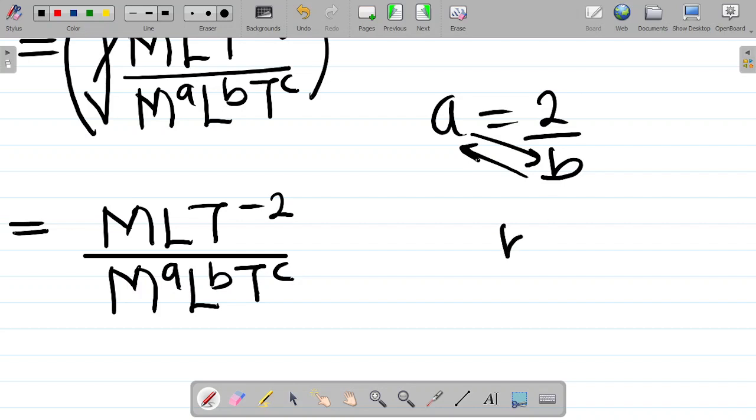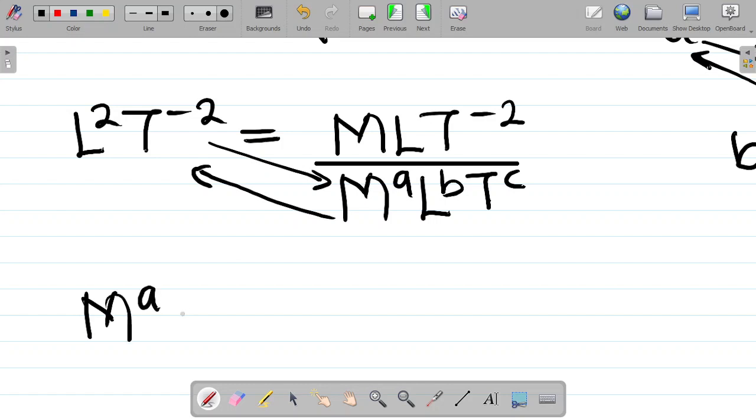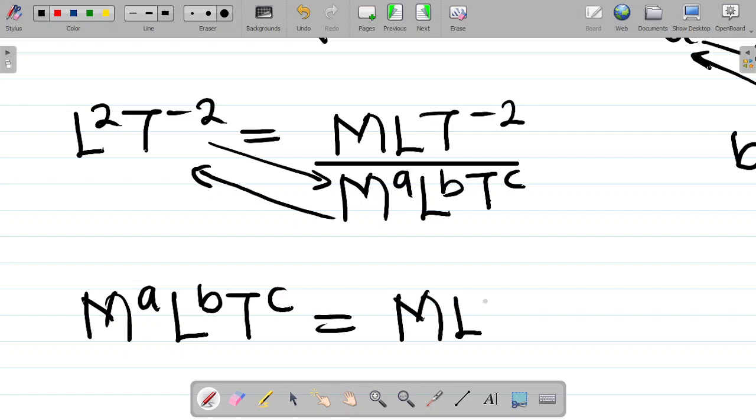So I'm having something like b is equal to 2 over a. This is mathematically correct. All right. So with that being said, let's make this one here go up here. So this one goes up here, and then this value comes down here. So I'll have m to the power a, l to the power b, t to the power c. It's equal to, this gives you m l t to the power minus 2.